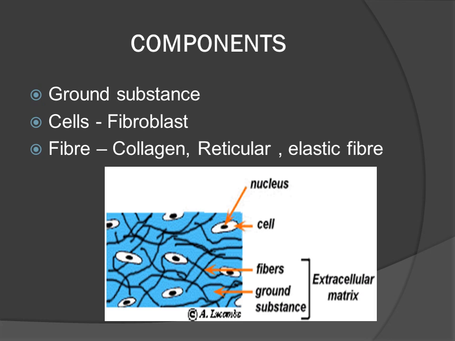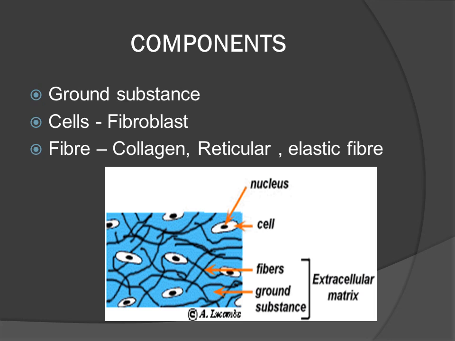Then again it consists of some fibers. Can you watch the figure? The blue color is the ground substance. In the ground substance only, the fiber as well as the cells are present. Can you see? The fiber is noticeable there and the cells are also noticeable there. Is it clear? Next, especially, the cells here are known as fibroblast cells.